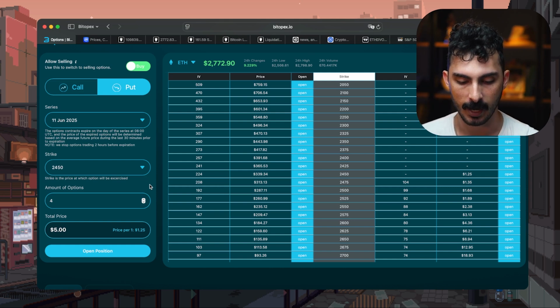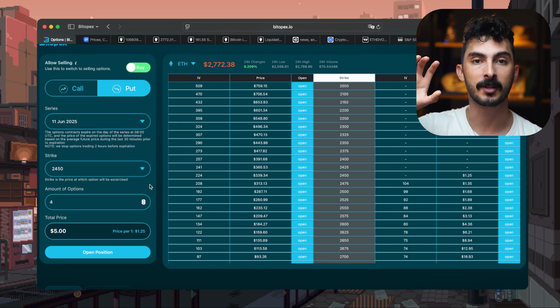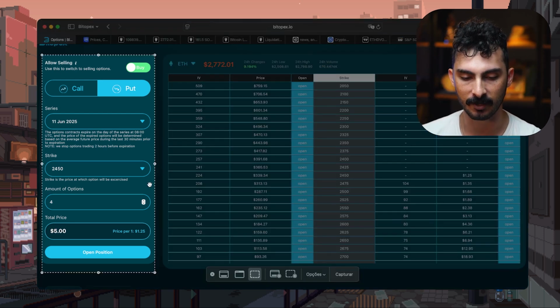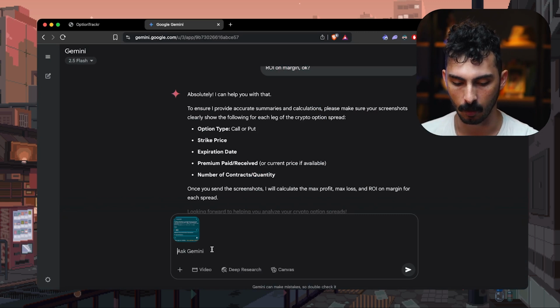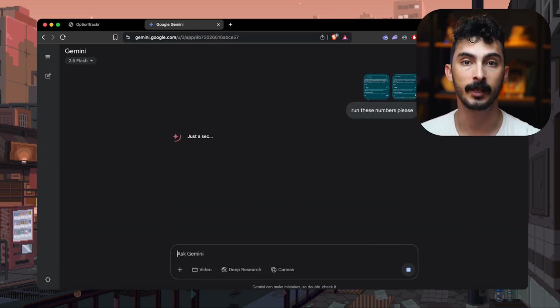So here I see that I'm going to spend $5. Remember, I made $12. I'm going to spend 5. The difference is my profit. So I'm going to screenshot this as well. There you go. And I'm going to go back here on Gemini and I'm going to say run these numbers. Let's see what it does. Hopefully it gives us some information.